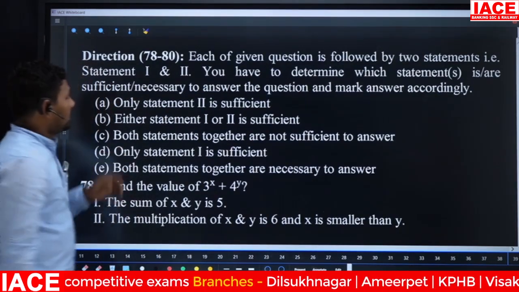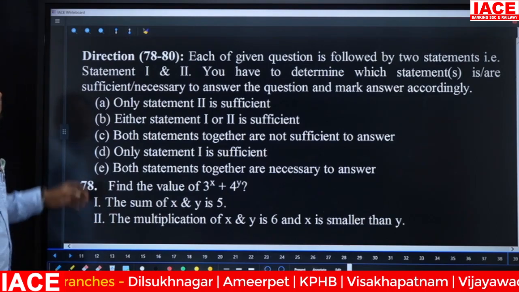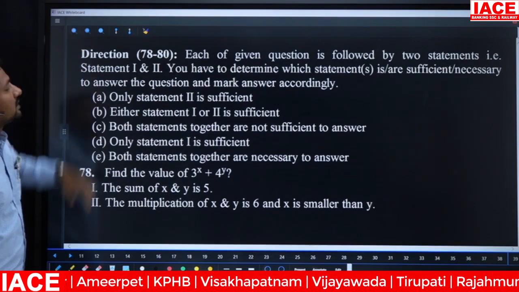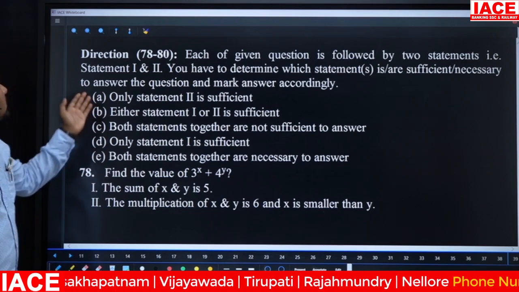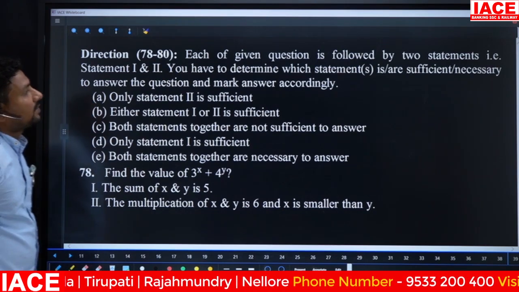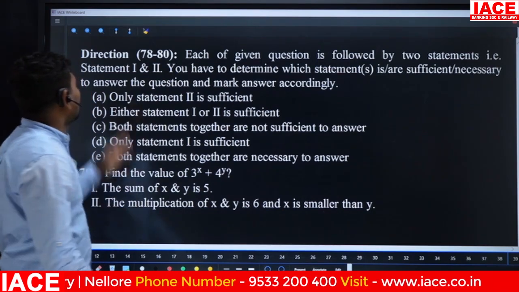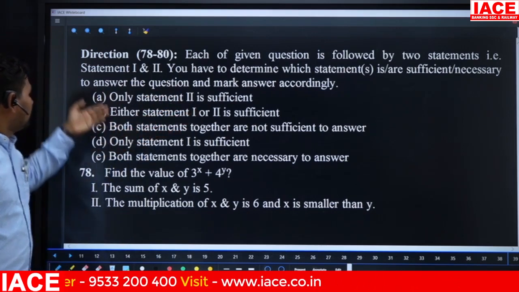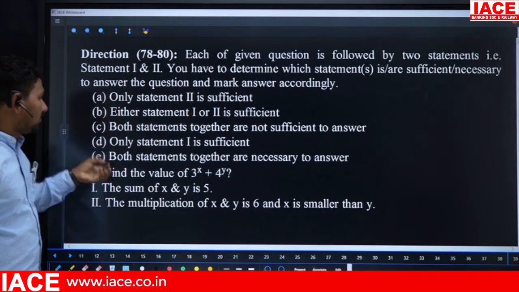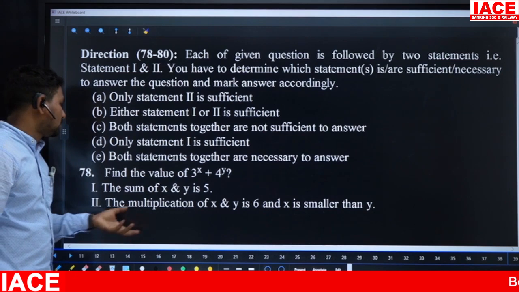And we have directions based on the statements. Each of the given questions is followed by two statements, 1 and 2, and you have to determine which statements are sufficient to answer the question and mark accordingly. Out of the 5 options given, two statements are given for every question. That's what we have to write.